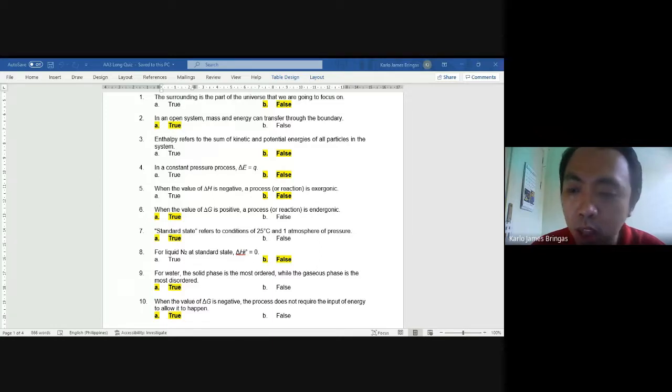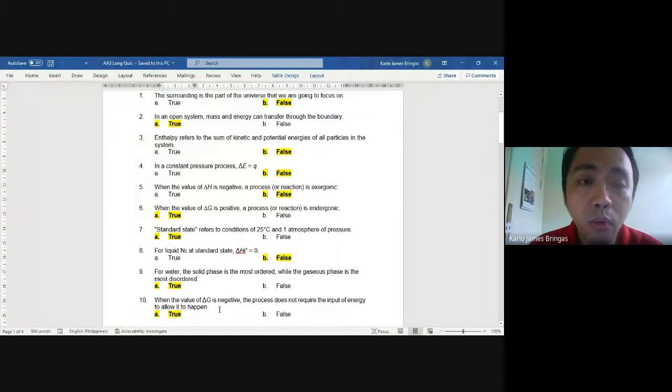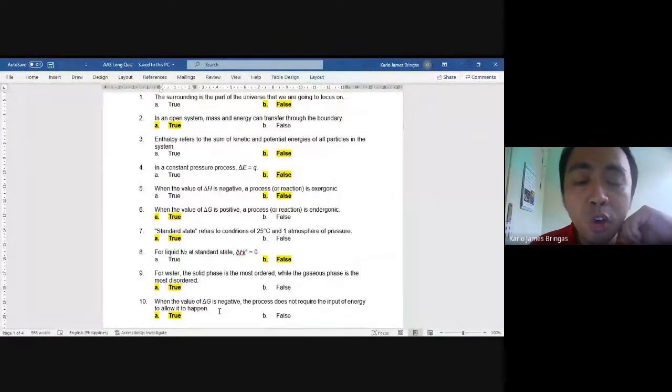So for today, we'll try to go over our long quiz from last week. Last week, we had our long quiz covering LGs 1.1 to 1.5, namely our first law of thermodynamics and our second law, as well as the Gibbs energy. In this quiz, we had the following questions. First off, we had some true or false type questions, followed by multiple choice questions, and finally problem solving.